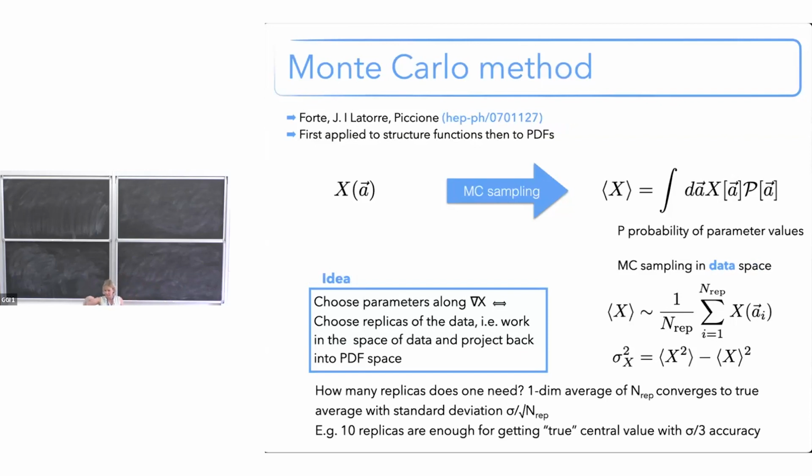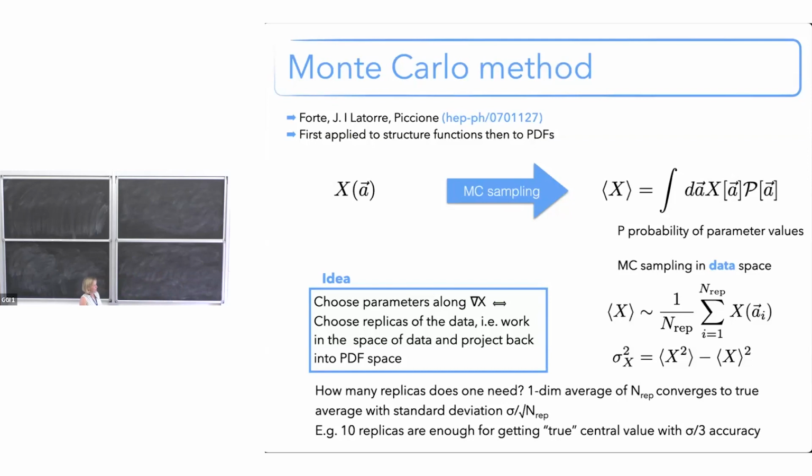So we generate replicas of our experimental data. And then for each of these replicas of the experimental data, which I will show you how they're generated, you find the best fit for your PDF. And this gives you, so it's as if you project the Monte Carlo sampling from the space of data down to the space of the PDFs, okay? So this was the idea.